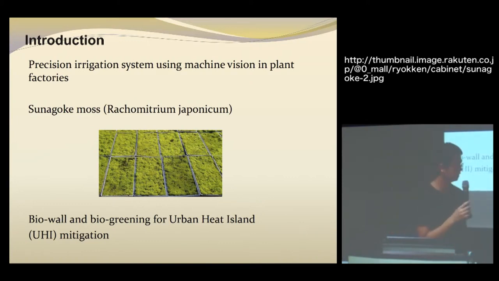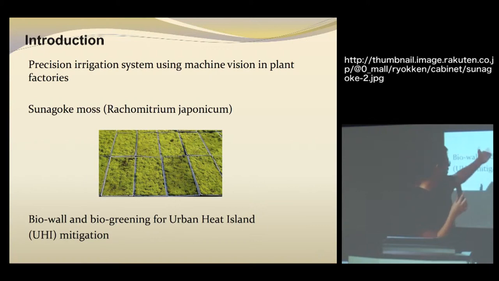First, you can see that in agriculture, we need to automatize the irrigation system. For this purpose, there are some precision irrigation systems using machine vision in the plant factory. In this paper, they chose to improve the precision irrigation system of the Tsunago moss. The real name is Racomitrium japonicum. It's a moss found in Japan.